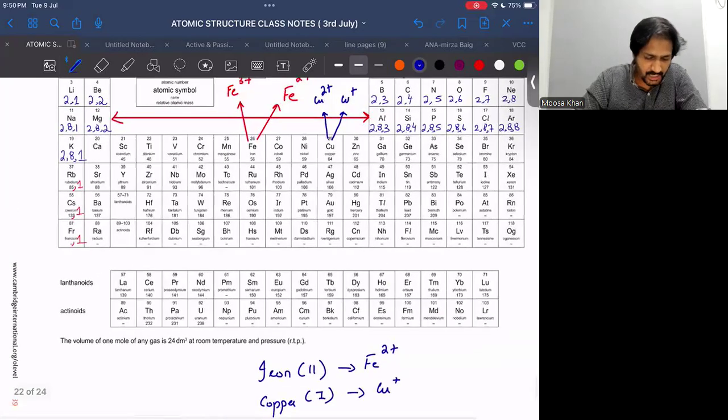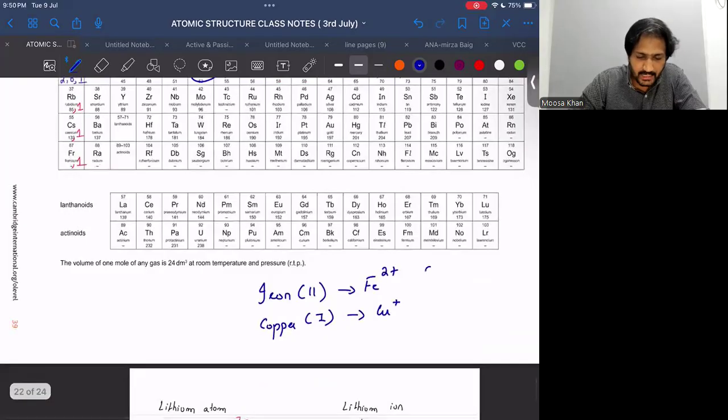Similarly, we have another transition metal which is chromium. Chromium has a symbol Cr and chromium can also form a charge of 6 positive. So he will write it like this, chromium 6. It means chromium has a charge of 6 positive.